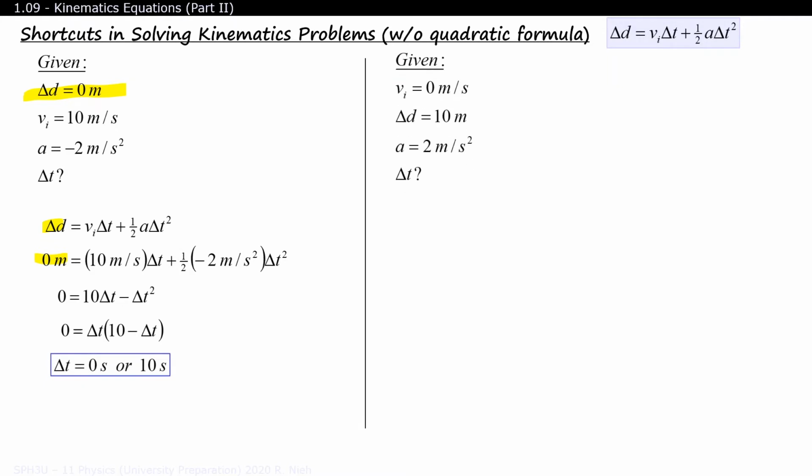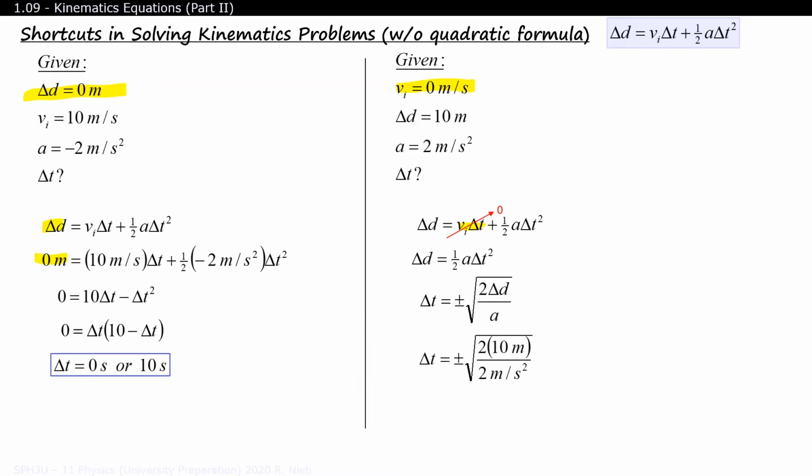Here's another one. This time the linear delta t is 0. With the middle term gone, it's pretty quick to isolate for delta t. We first multiply both sides by 2, divide by a, and since it's t squared, we square root both sides, and this is a much easier formula to solve.